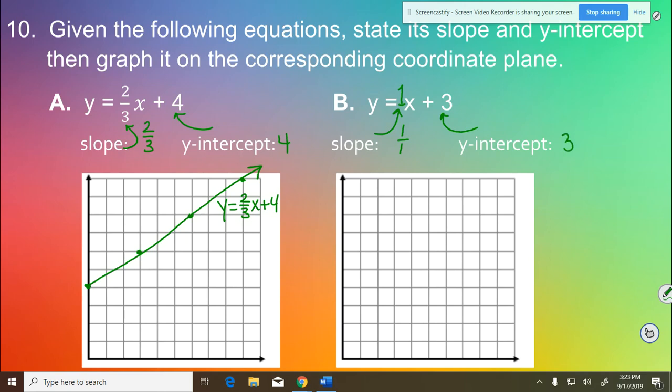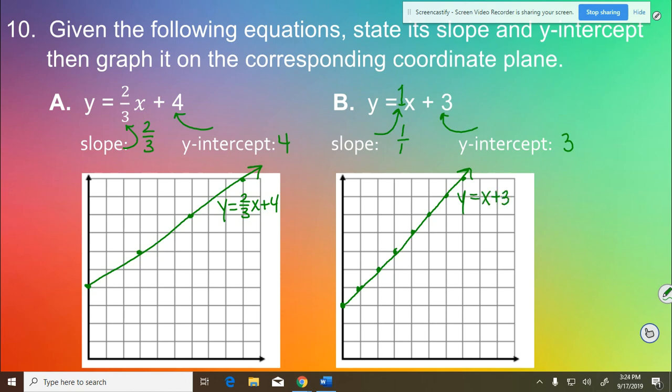So that means we start at the origin up 3. And then we go up 1 over 1, up 1 over 1, and so on, until we can't. Draw a line straight through those points, straighter than mine, hopefully, and label it with the equation.